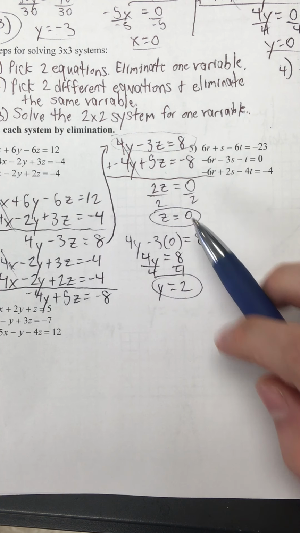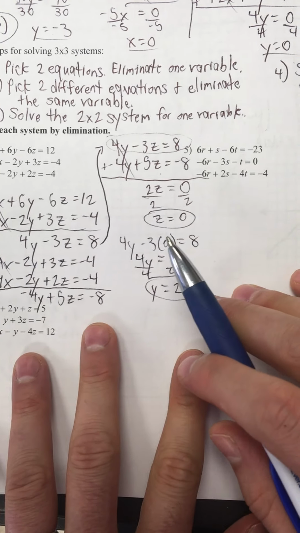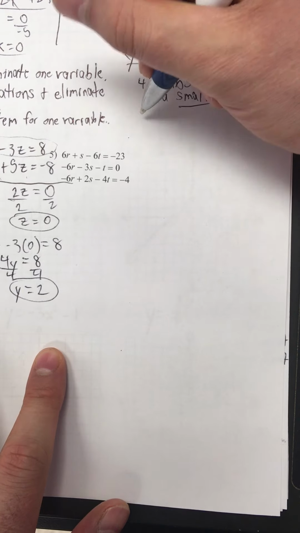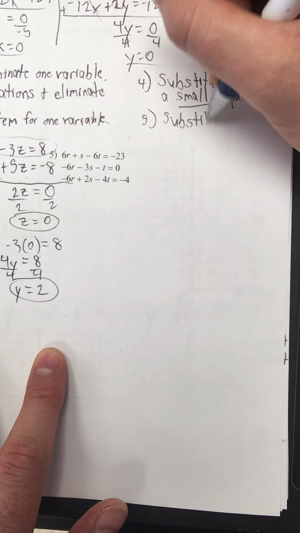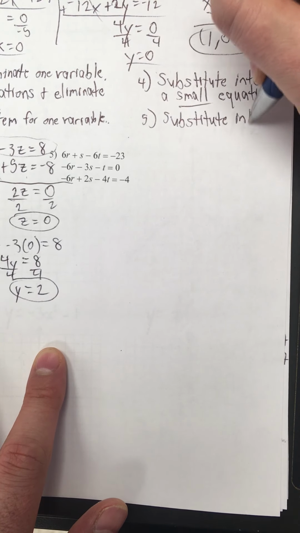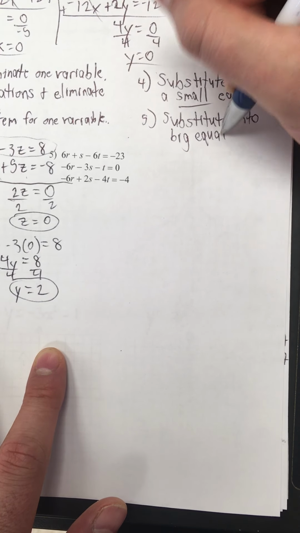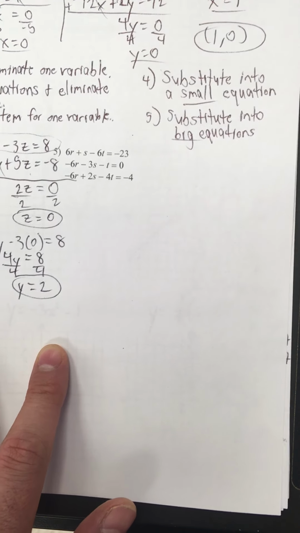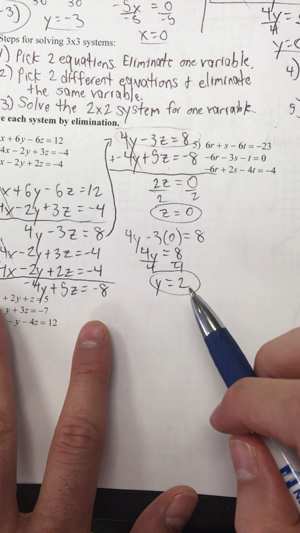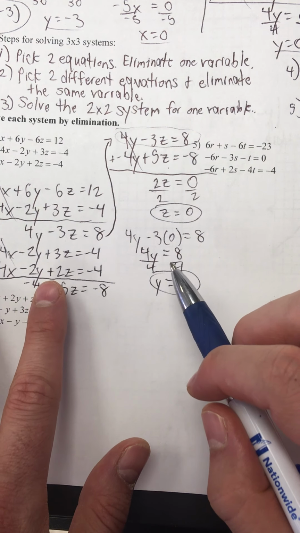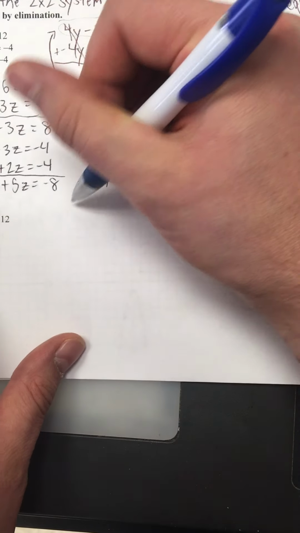So now I know z, I know y, what's left to find? X. So my last step, now I know 2 of these answers, my last step in all these problems is to go back and substitute into a big equation. Any one of the big equations should work. So I know z, I know y, so let's see. They all look pretty similar. I guess it doesn't really matter which one I use. So let's just use the first one. Let's go back, substitute into equation 1.